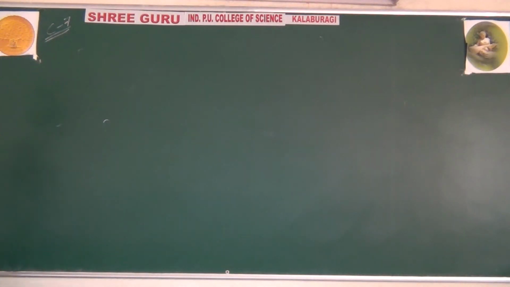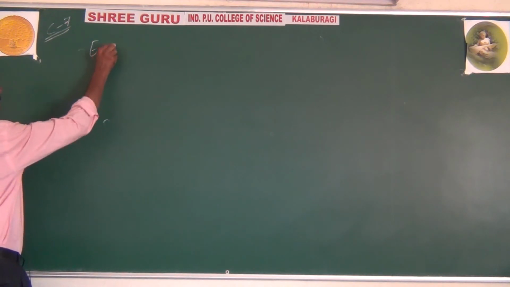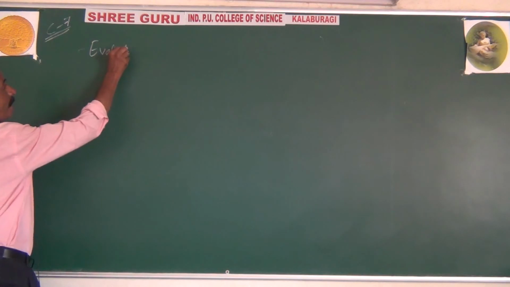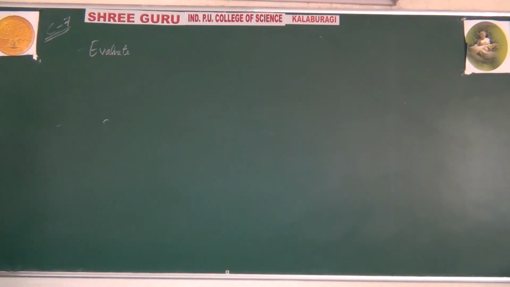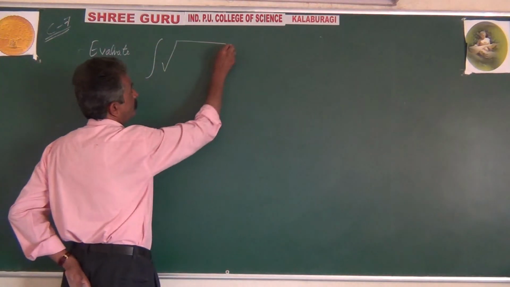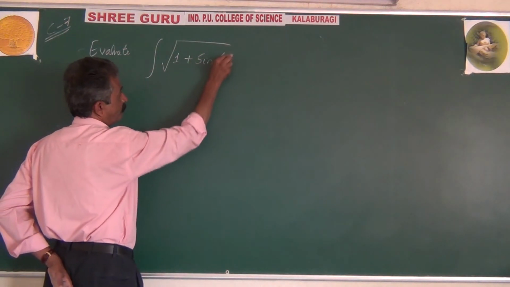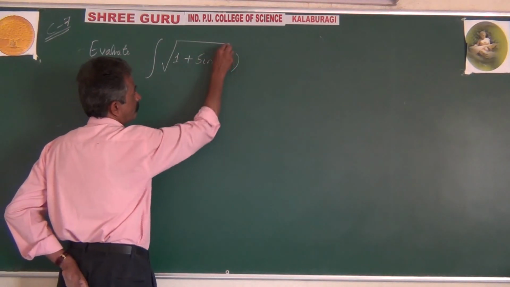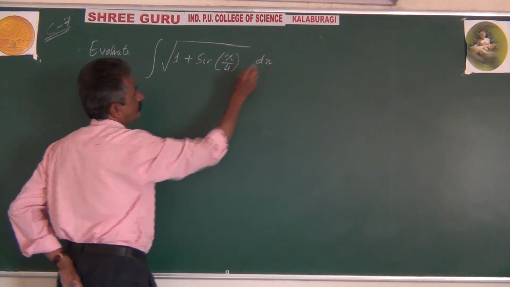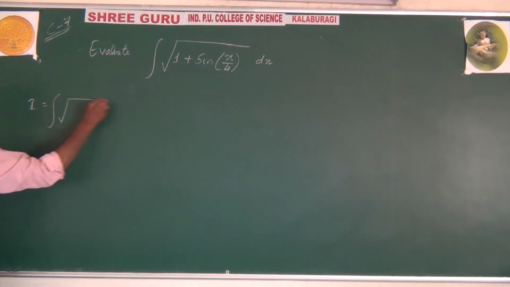Find, or it may be mentioned as evaluate. Evaluate. Evaluate integration square root of 1 plus sin x by 4. First step, let I equal to integration square root of 1 plus sin x by 4.